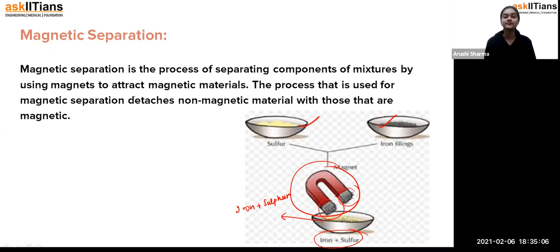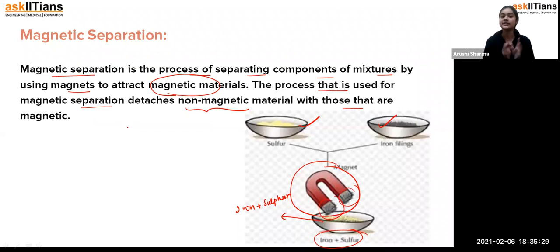Fine. So magnetic separation is the process of separating components of a mixture by using magnets to attract the magnetic material. The process that is used for magnetic separation detaches non-magnetic material from those that are magnetic. Obviously, student, there is the separation of the magnetic one from the non-magnetic one.